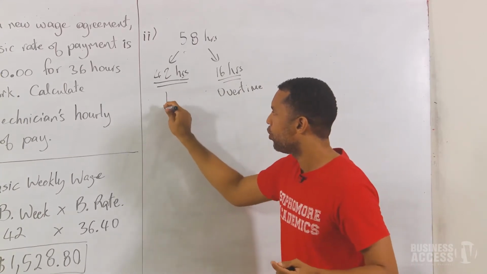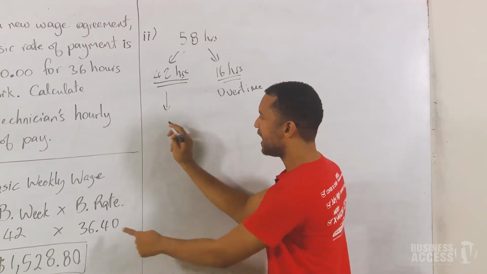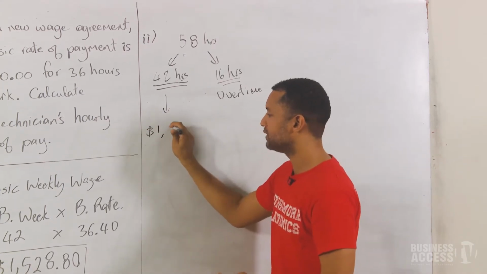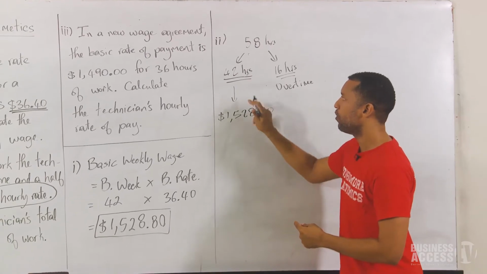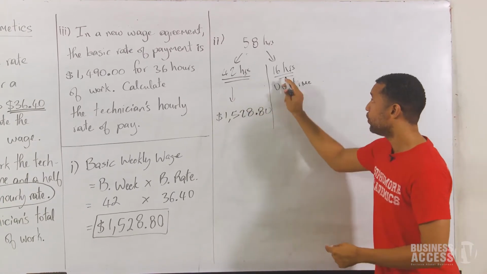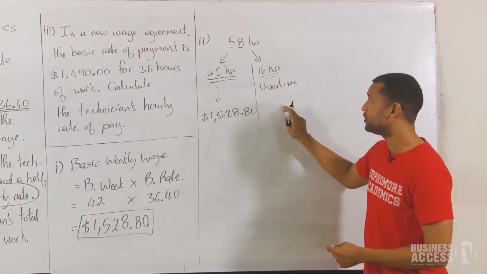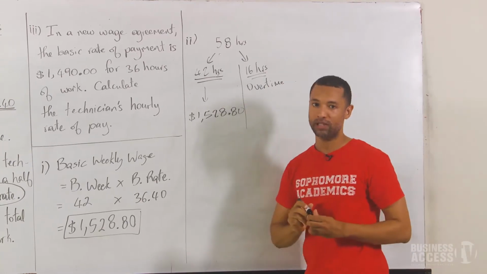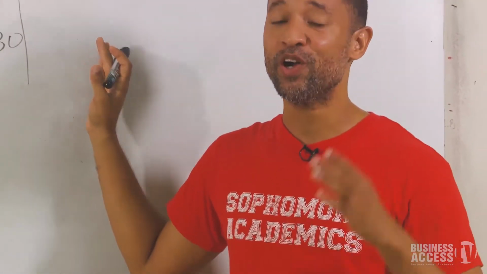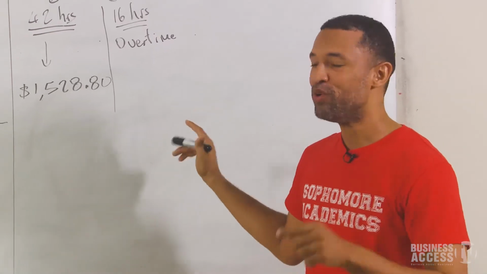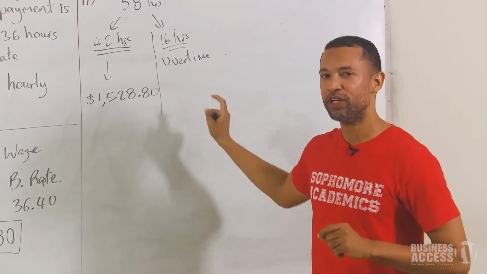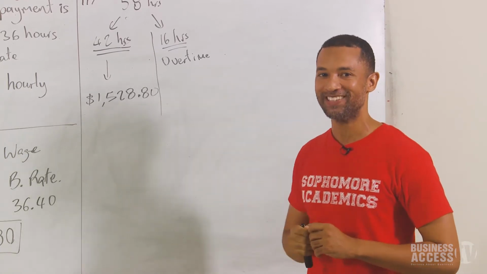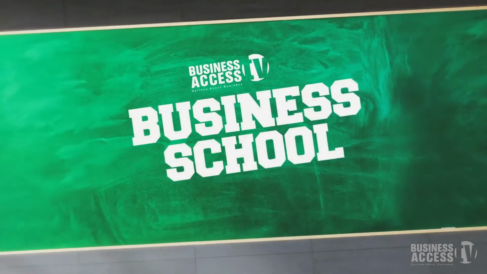Now remember, we know that he earns $1,528.80 for the 42 hours. We need to know how much he's going to earn for the 16 hours. At this point, we're going to go for our break. In the break, I'm going to ask you to figure out how much money he will be paid for that 16 hours. We'll be right back.